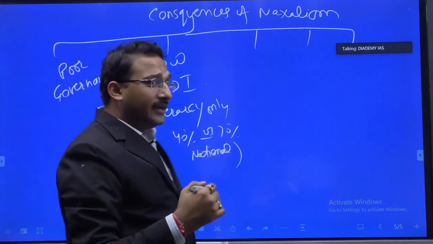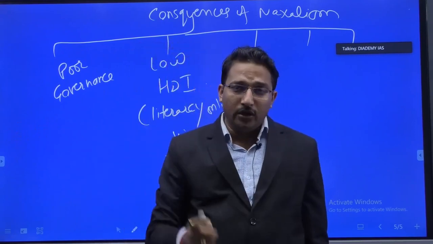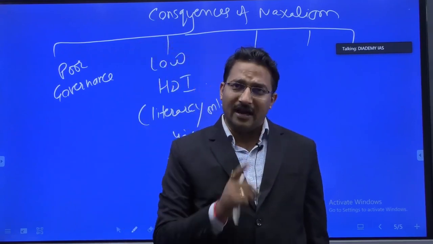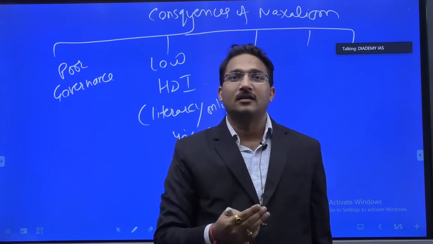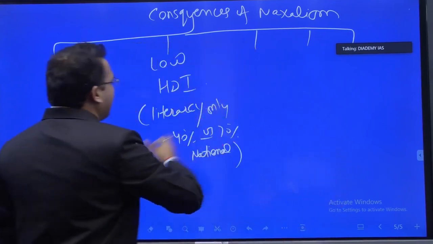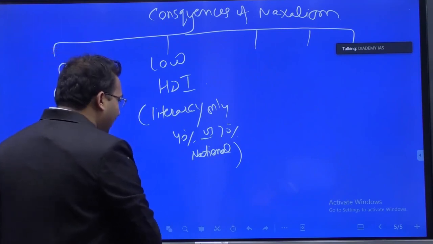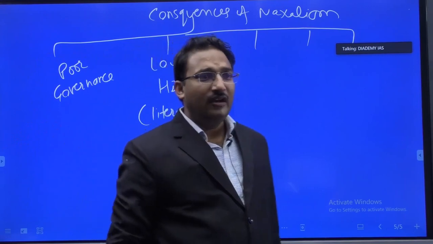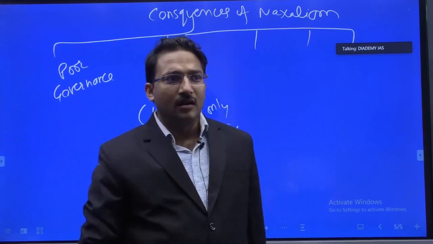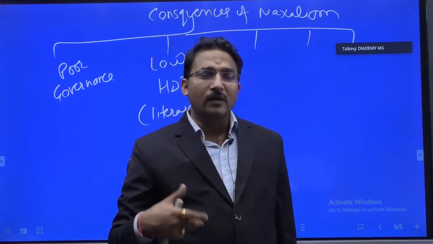So whenever you are writing the data, try to make a comparison. I already spoke about it earlier. Whenever you are giving the data, try and make the comparison. You are saying literacy is only 40%. If you are aware of the literacy of the nation, then you can compare it then and there only. It will give you more credibility. It will make your point more clear.